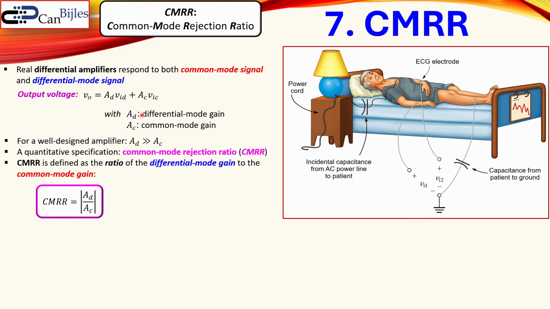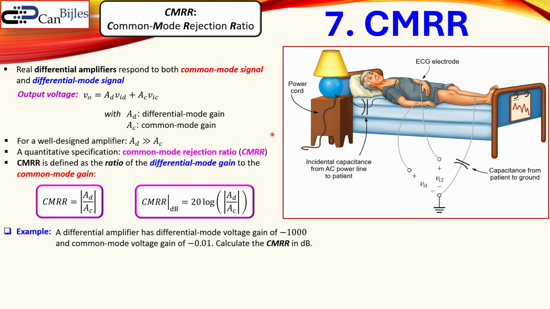And it's given as this ratio, just simply AD over AC. So if you make this larger, much larger, then your system is also rejecting the common mode signals much better. This is also given in dBs, just 20 log of that value, and this is more convenient, which you see most often in the datasheets of the amplifiers.